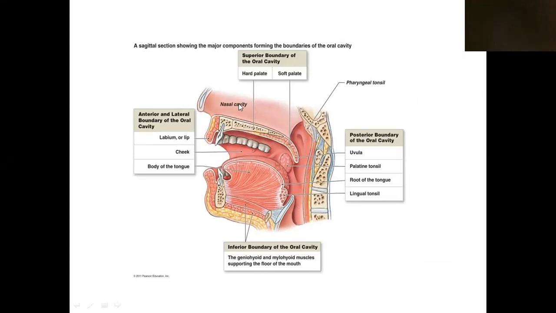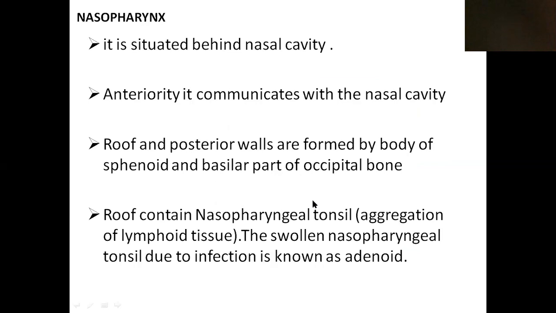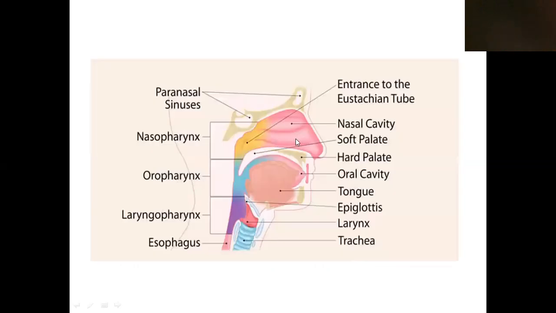The upper part is seen behind the nasal cavity, the middle part is seen behind the oral cavity, and the lower part is seen behind the larynx. So this muscular tube seen behind the nasal cavity, oral cavity, and the larynx is known as the pharynx. In this image, this colored area is made up of muscles, and it is a tube. So the introduction point is clear.